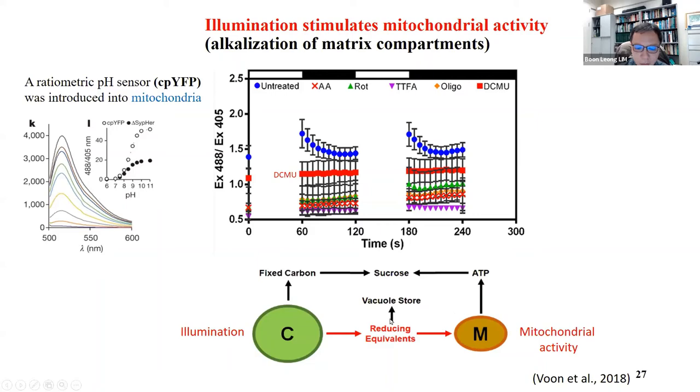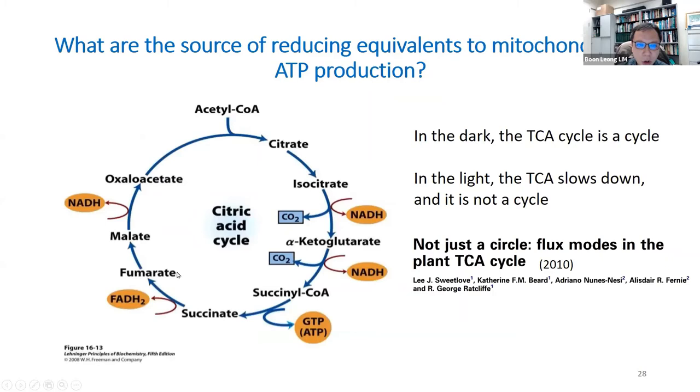So what are the sources of reducing equivalents to mitochondria for ATP production? We know that in the dark, the TCA cycle is a cycle, so it generates NADH, and then that feeds into the mitochondrial electron transport chain. However, under illumination, the TCA cycle is not a circle. So in the light, the TCA cycle will slow down, and it is not a cycle.